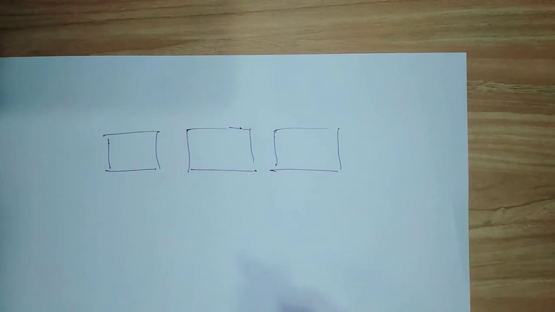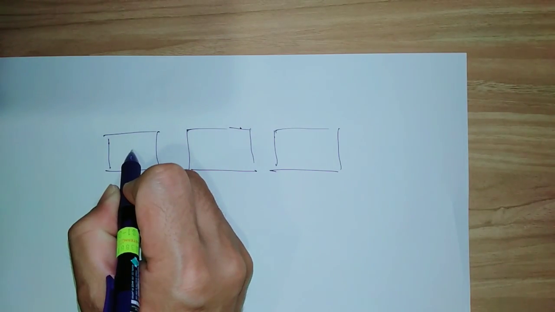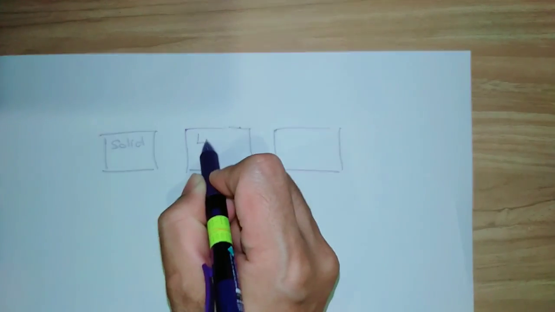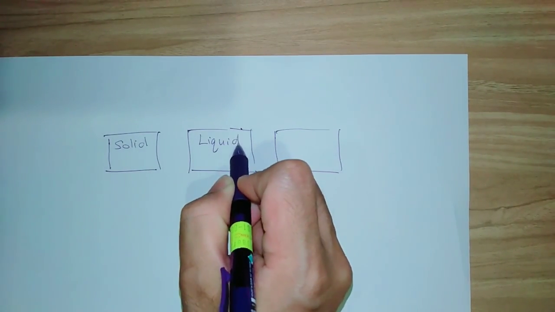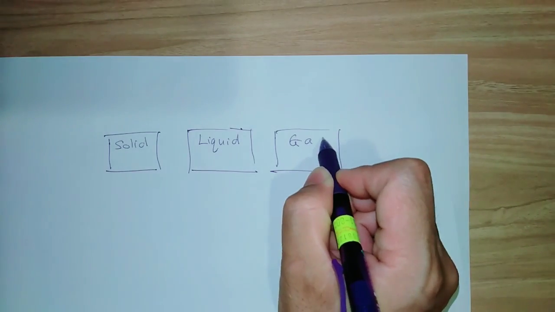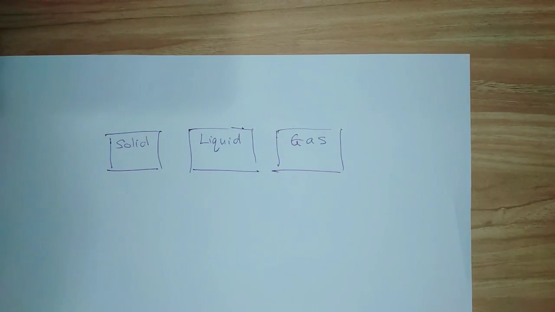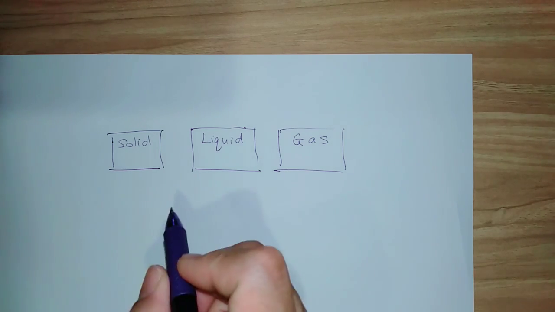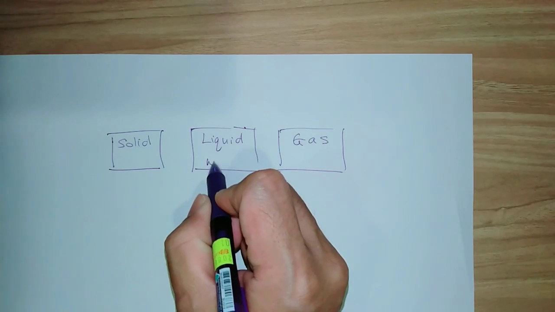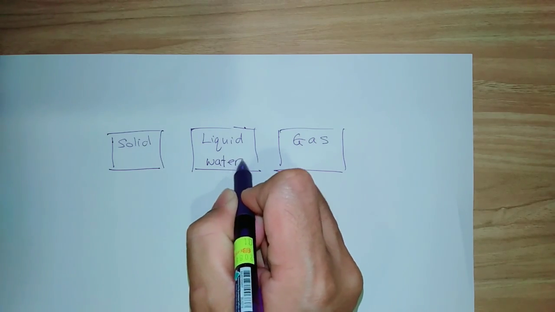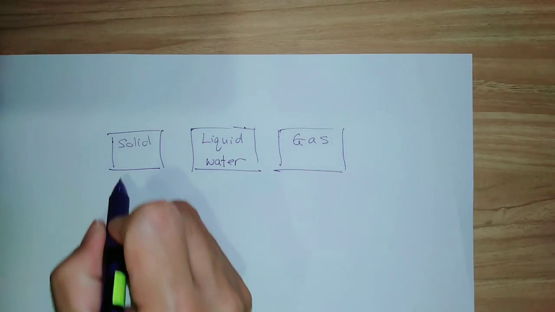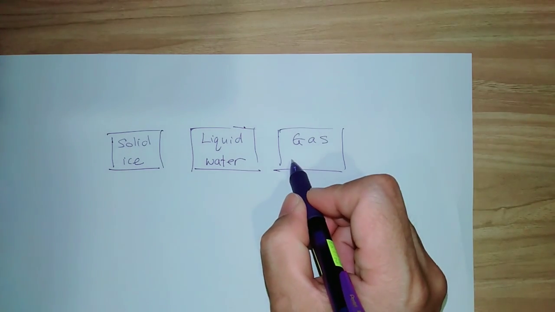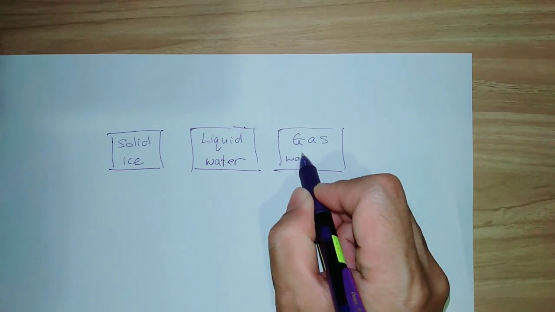For this part here, you know that matter exists in 3 states: solid, liquid, and gas. Now, in the primary school syllabus, you will encounter this matter known as water, and water in the liquid state is simply water. And of course, water in the solid state is ice. Water in a gaseous state will be simply water vapor.